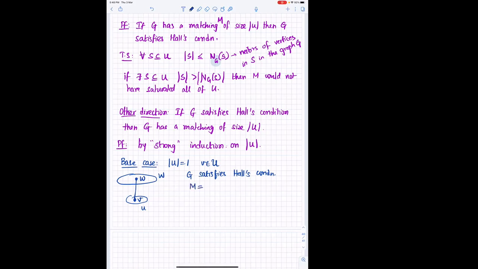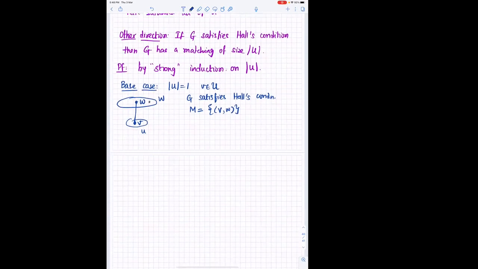Just match it to its neighbor, any neighbor. VW, right? You know that this is an edge, so you just put VW. Yeah, that is true. It might have more things here, so you put one of the neighbors. But I want to write down explicitly, so I'm going to say VW. So this is a matching of size 1, and 1 is small. So the base case is done.